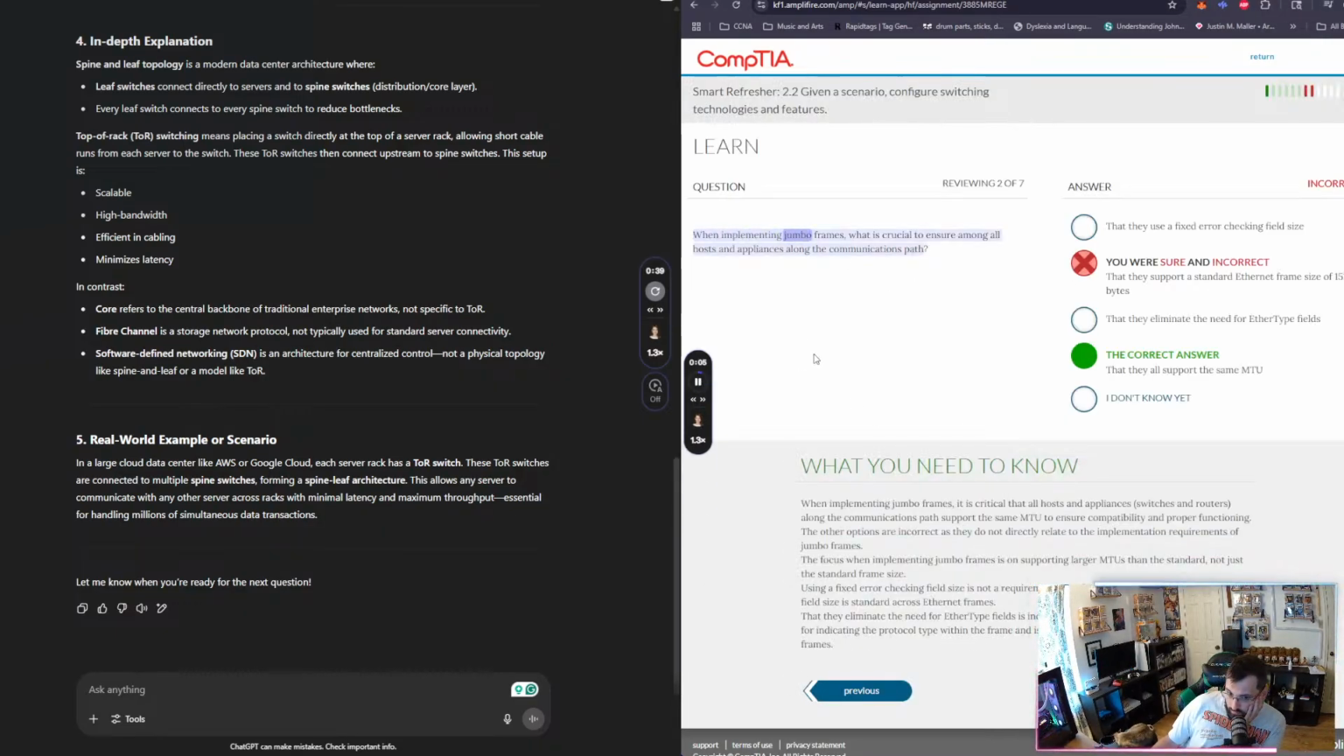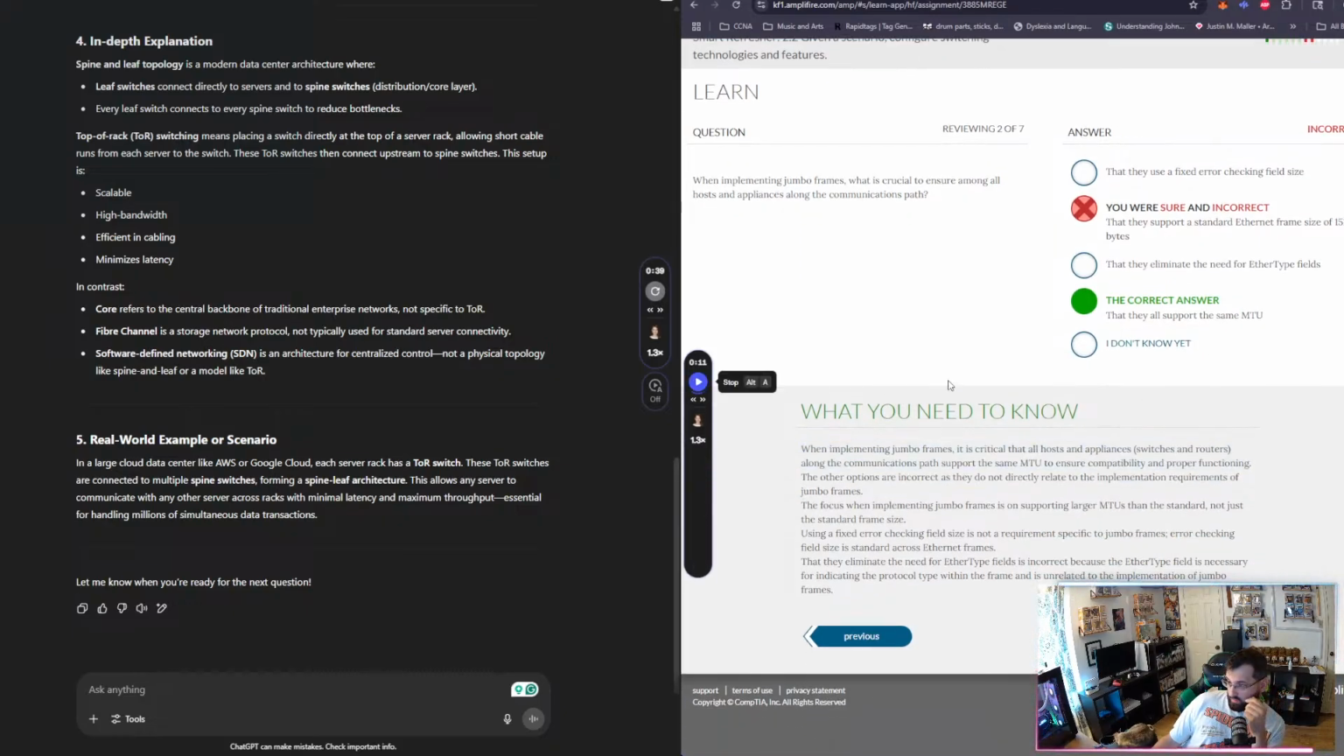When implementing jumbo frames, what is crucial to ensure among all hosts and appliances along the communications path? I thought it was that, but I couldn't remember what the acronym for MTU is. When implementing jumbo frames, it is critical that all hosts and appliances, switches, and routers along the communications path support the same MTU to ensure compatibility and proper functioning. The other options are incorrect, as they do not directly relate to the implementation requirements of jumbo frames. But what is MTU?